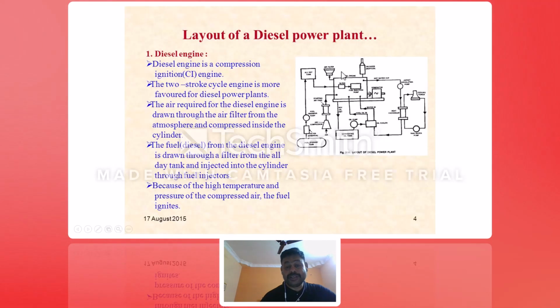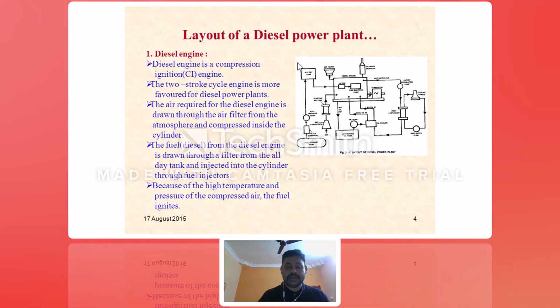Coming to the layout of the diesel power plant, this is a simple layout. In our college, just opposite to the first year block, you have a generator. That is a small diesel power plant, almost a mini power plant. There we pour the diesel. Then this is called the IC engine, a compression ignition engine. There, fuel is burned, then heat is generated.